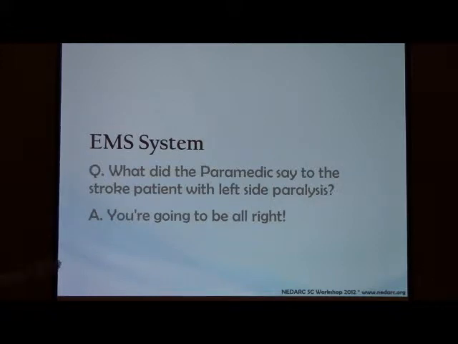But if you move to the next section on EMS system, and I love this joke, hopefully you all get it. What did the paramedic say to the stroke patient with left side paralysis? You're going to be all right. I love it.